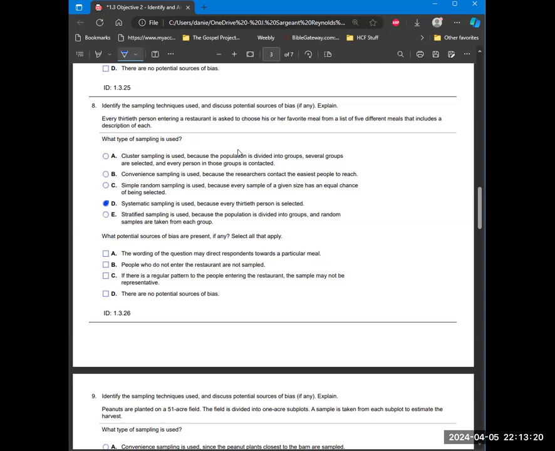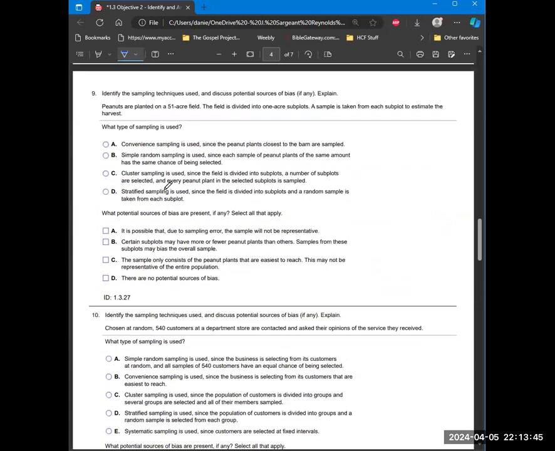What are potential sources of bias, if any? The wording of the question may direct respondents towards a particular meal. If there is a regular pattern to the people entering the restaurant, the sample may not be representative. So other than that, no.